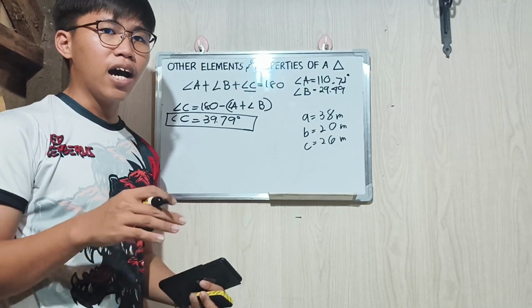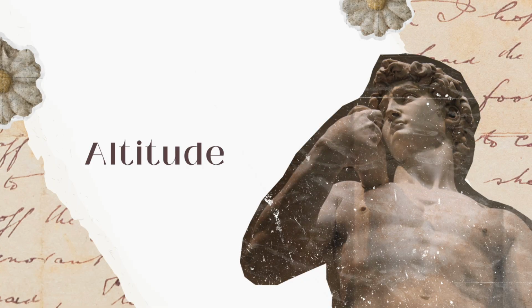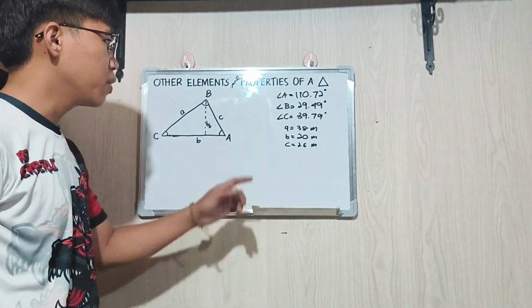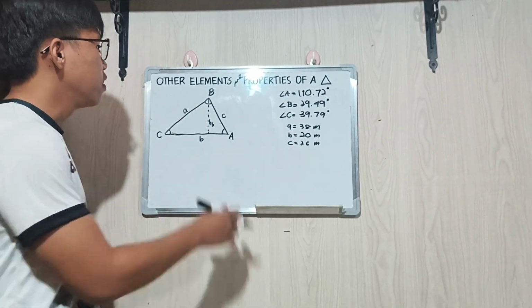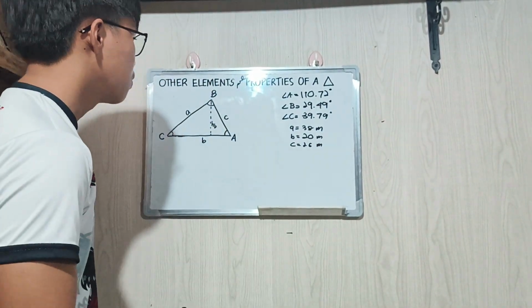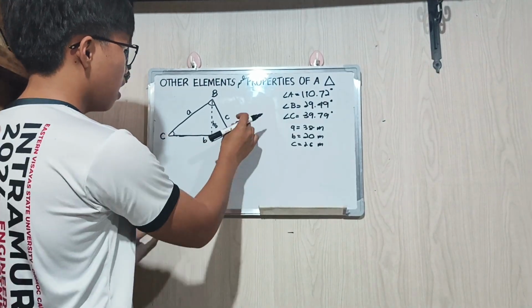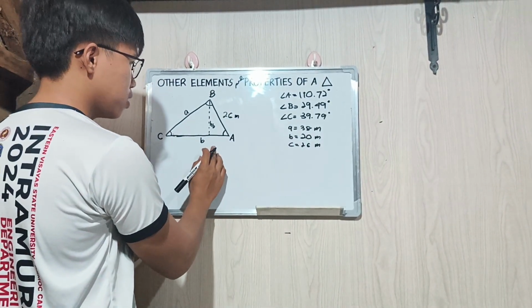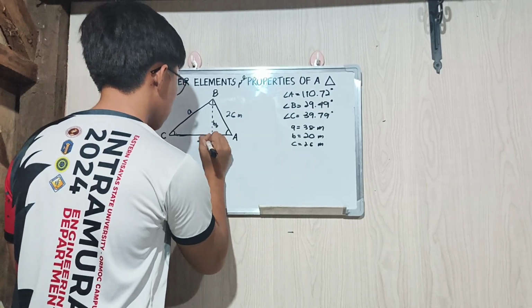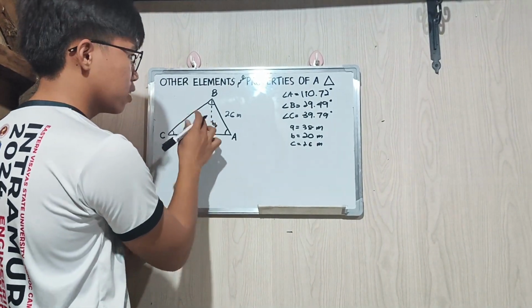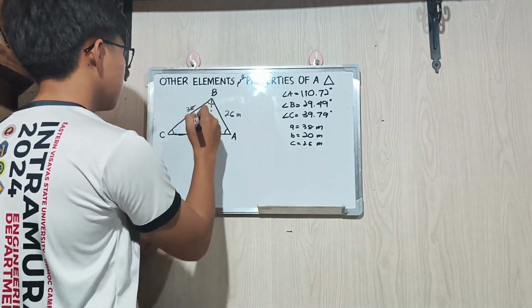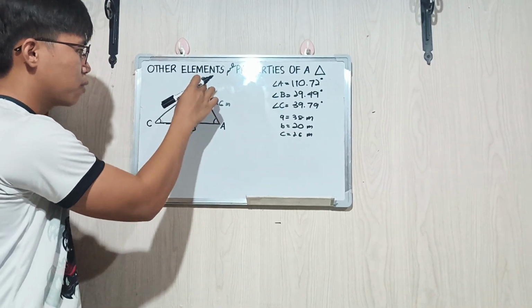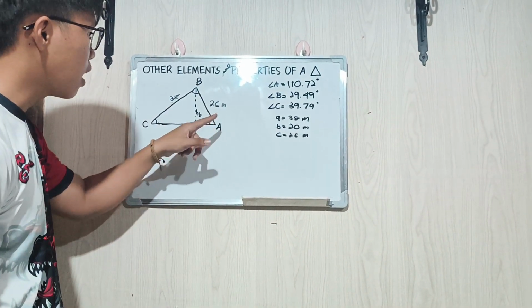Now we're going to solve for the altitude. From above, our side C is 26 meters, side B is 20 meters, and side A is 38. Now we're going to get the altitude, or the perpendicular, of vertex B. So from vertex B we have 26, then angle A.